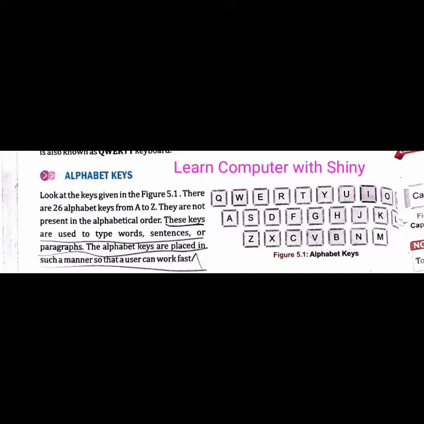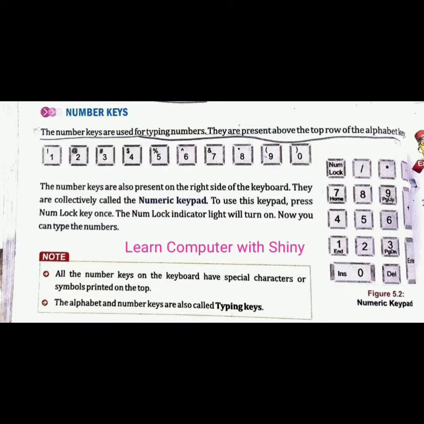Okay. Next are number keys. The number keys are used for typing numbers. Why do we use number keys? Number keys are used to type numbers. They are present above the top row of the alphabet keys. Where are they placed on the keyboard? They are placed on the keyboard above the alphabet keys.